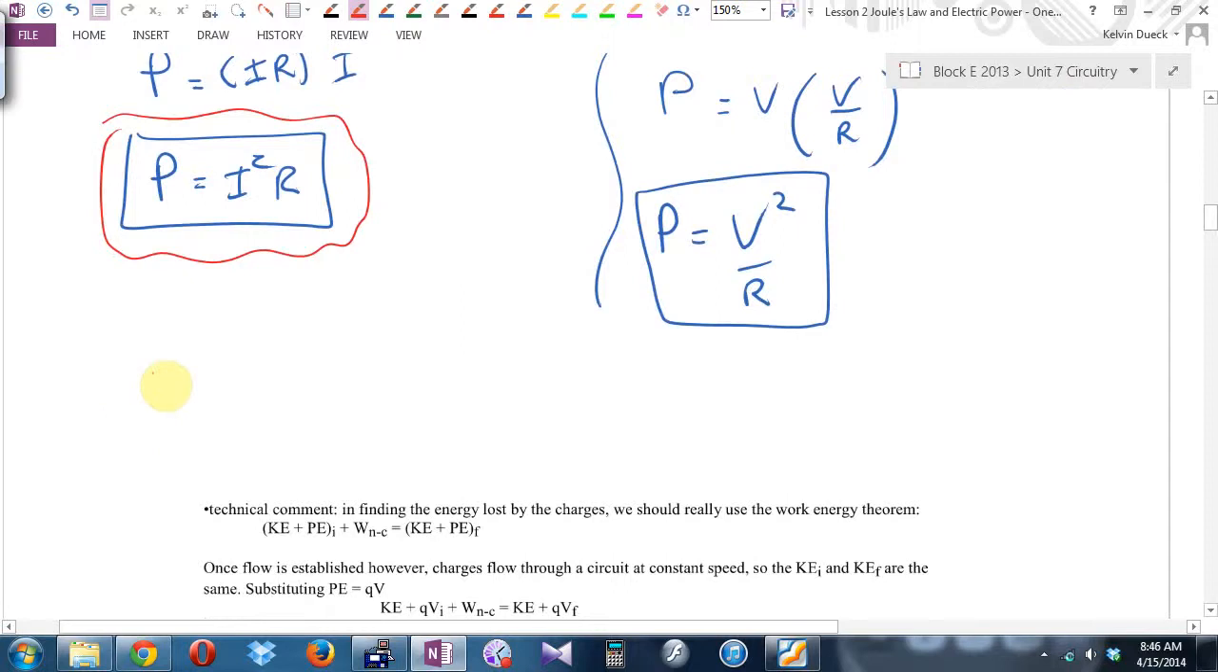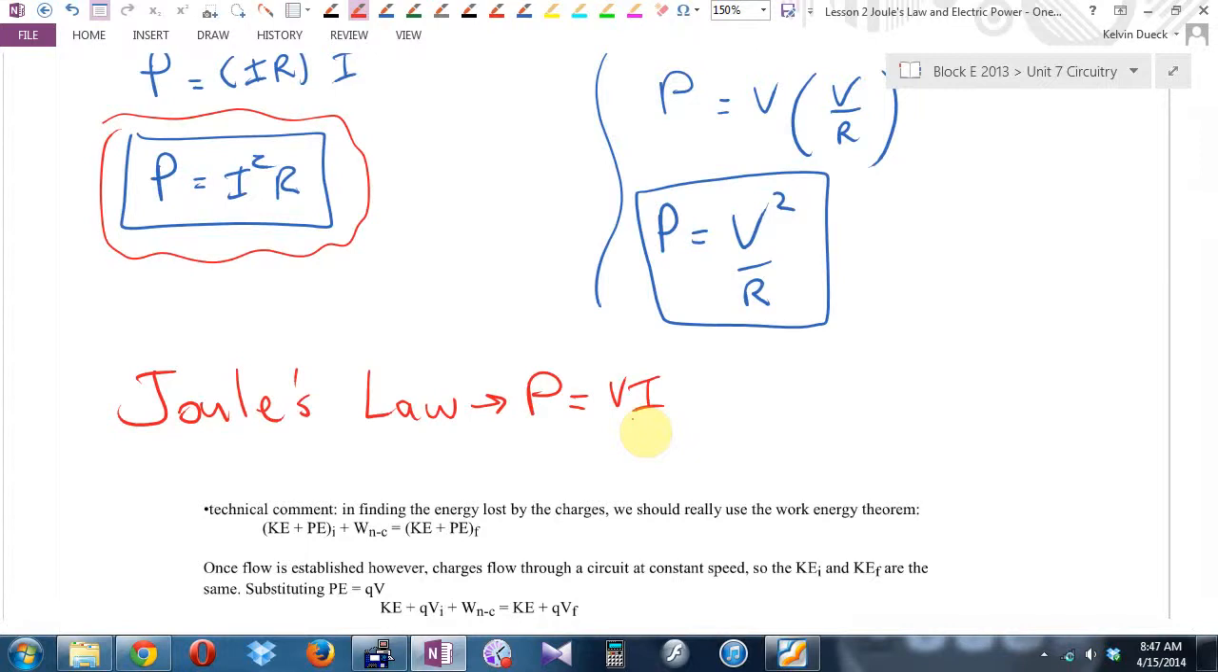We call this, by the way, Joule's law. Joule's law is power equals VI. So Joule not only has a unit named after him in terms of energy, he's also got a law named after him. He did a lot of work with electricity, in particular with electrical energy and trying to quantify it.